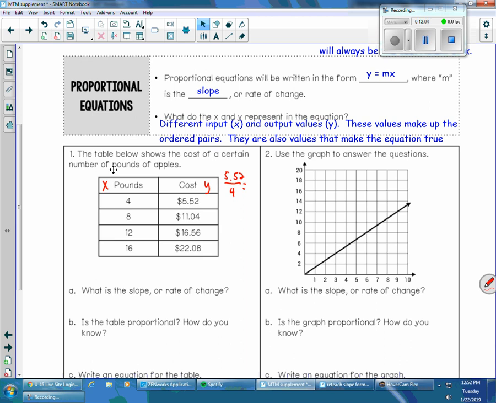So grab your calculator, $5.52 divided by 4, and see what you get. I get $1.38. Now I have to check, it's going to ask me if it's proportional, so I have to check each set of ordered pairs. So here we have $11.04 divided by 8. What is that going to equal? I get $1.38. Please do the last two.